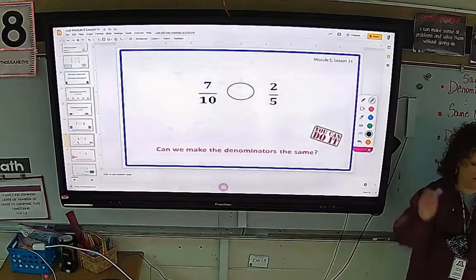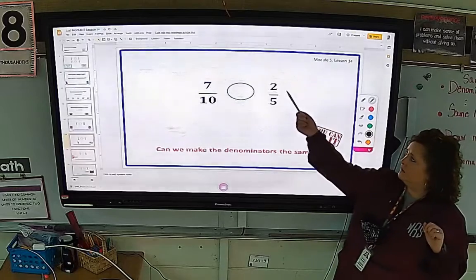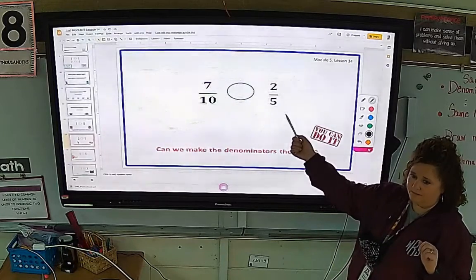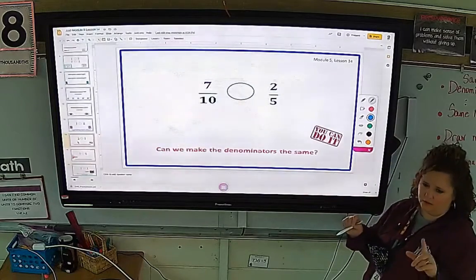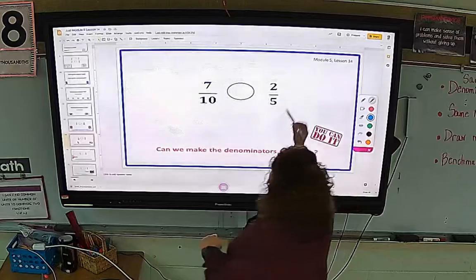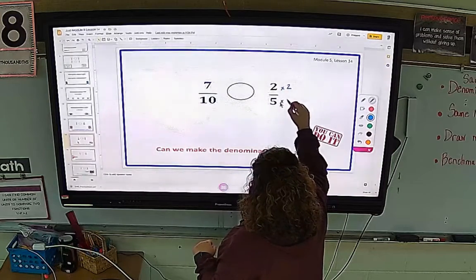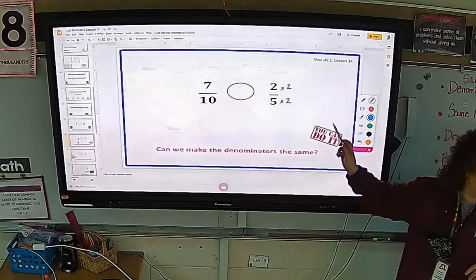Keep thinking. What are you thinking? I did 2 times 5 equals 10, so 4 tenths. So how did you get to the 4? You multiplied both by 2? Okay. Let me see if this is what I'm understanding that you said. Will is saying that if he does this, are we allowed to do that? Will that create an equivalent fraction?